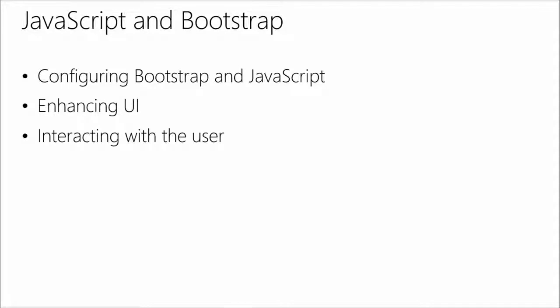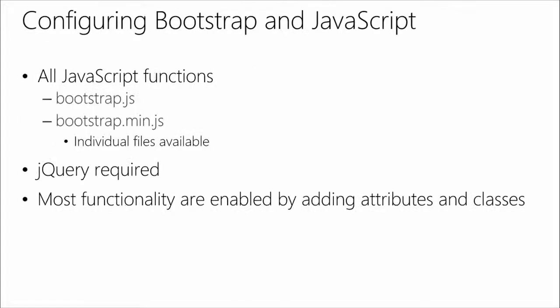So what we'll do here is talk a little bit about Bootstrap and JavaScript, how to enhance the UI and then how to interact with the user. Now, like I mentioned, Bootstrap does come with a handful of different functions. You are going to notice that you've got Bootstrap.js. That's the full-blown JS file, with things like carriage returns and tabs. And then we've got Bootstrap min.js, and that's the minified version. That's the one that you want inside of your pages. In addition, you're going to notice that jQuery is required.